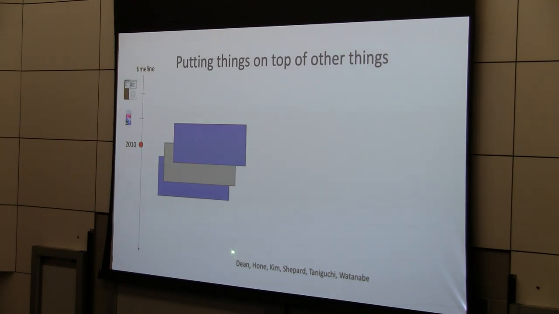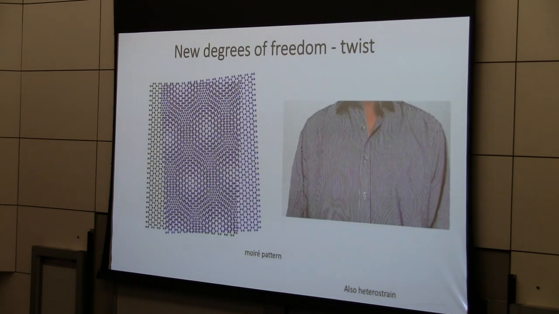And the person who really made this happen with his hands at the time was Corey Dean, who was a postdoc with Jim Hone and Philip Kim. Corey Dean is now a professor at Columbia. And the two other people who should get a lot of credit for this are two guys in Japan, Taniguchi and Watanabe, who make single crystal boron nitride, which is a beautiful insulator. And they are probably the most highly cited scientists that I've ever seen in my life, because their name is on absolutely every paper that's written in this field.